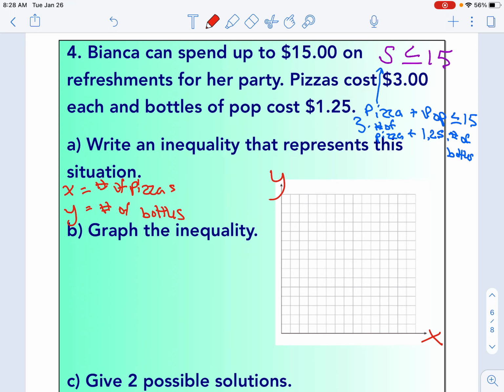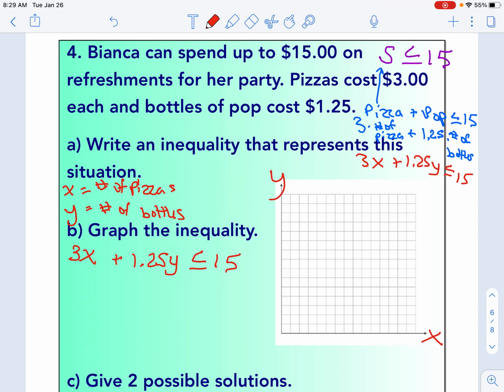And so again, if I go back, this is going to be 3 times X plus $1.25 times the number of bottles of pop you buy, has to be less than or equal to 15. So I'm going to write this a little bit neater down below. 3X, 3 times the number of pizzas I buy, that'll give me the price of the pizzas, plus $1.25 times Y, the number of bottles of pop I buy, has to be less than or equal to $15.